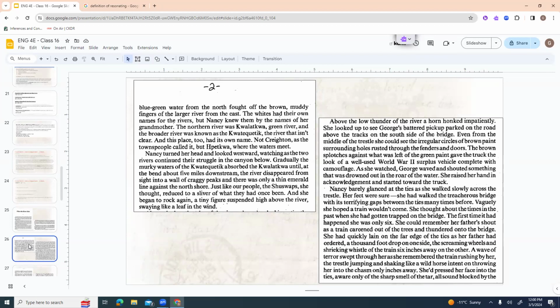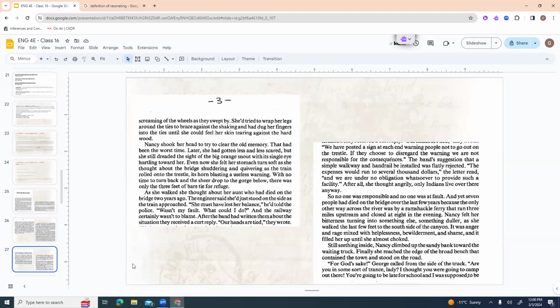A wave of terror swept through her as she remembered the train rushing by her, the trestle jumping and shaking like a wild horse, intent on throwing her into the chasm only inches away. She'd pressed her face into the ties, aware only of the sharp smell of tar, all sound blocked by the screaming of the wheels as they swept by. She had tried to wrap her legs around the ties to brace against the shaking, and had dug her fingers into the ties until she could feel her skin tearing against the hard wood.